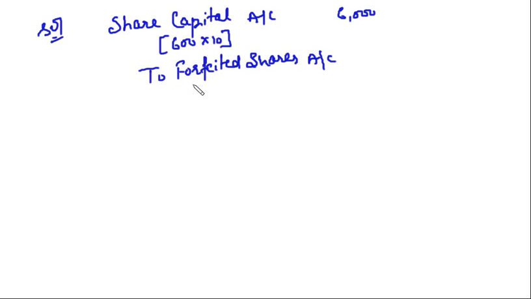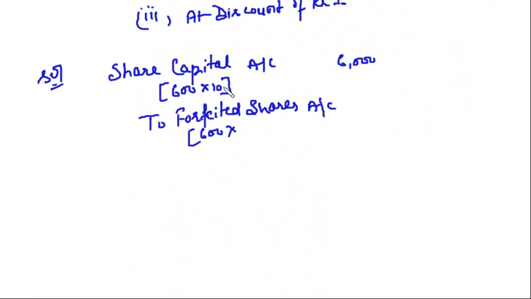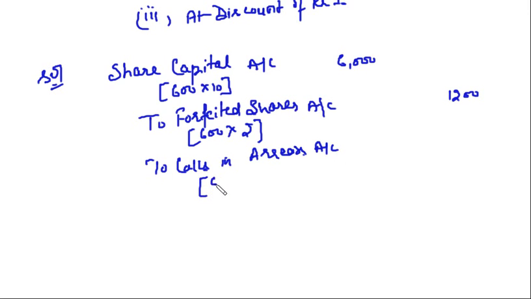shares account. On 600 shares, how much money have you received? You have received only rupees 2 on application. Right? So the amount that you have received is 1200. Then to calls in arrears account. How much? On 600 shares, you have not received 8 rupees, that is 4800 you have not received. Clear? This is a very simple basic entry of forfeiture.